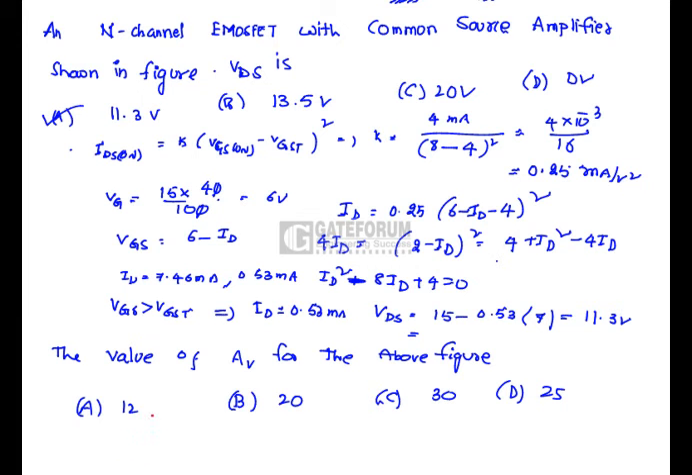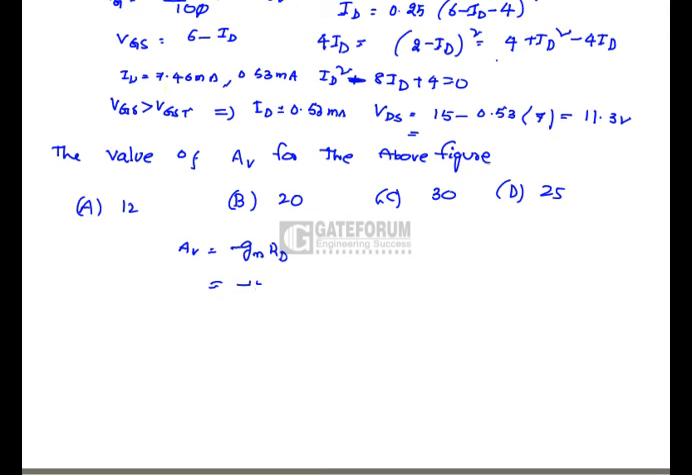Coming to the voltage gain calculation in part B. Voltage gain is nothing but minus gm RD, because in the AC case RS is going to be bypassed by CS, so RS is not going to influence the gain. So it is minus 2000 into 10 power minus 6, RD is 6 into 10 power 3. So minus 2 into 6, which equals minus 12. So option A is correct.